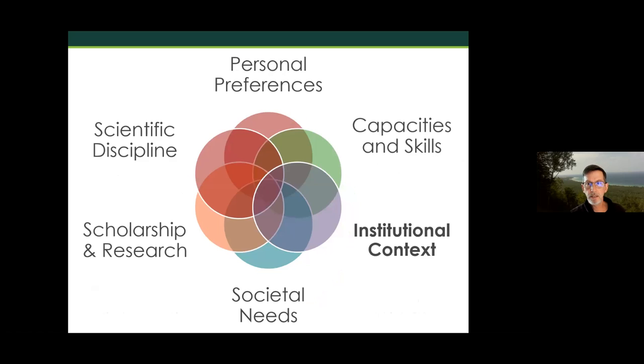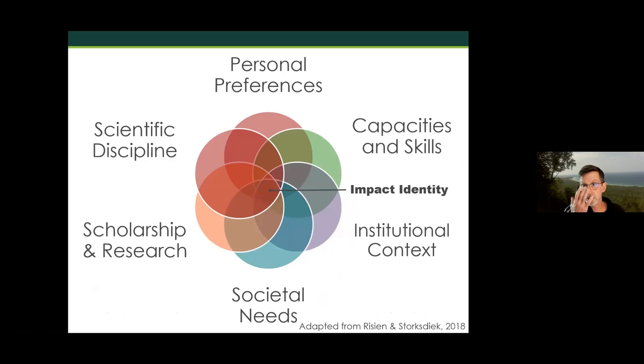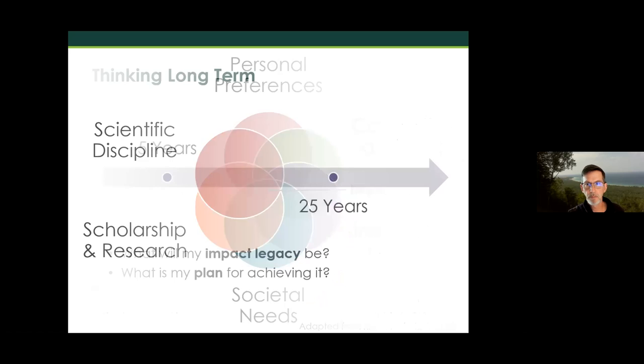And then finally, the institutional context in which you operate is another key component of your impact identity. To what extent does it provide a supportive environment for developing the societal impacts of your research? Together, these elements contribute to your impact identity and the broader impacts of your research on society.